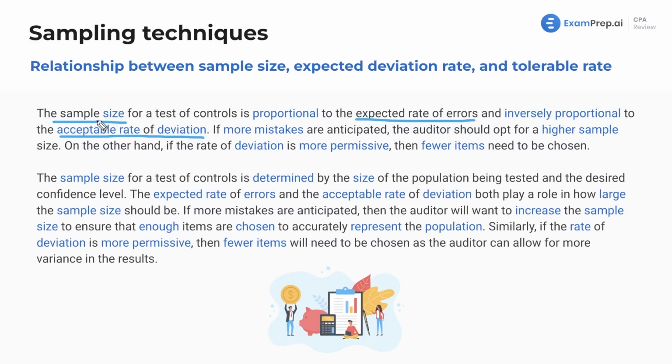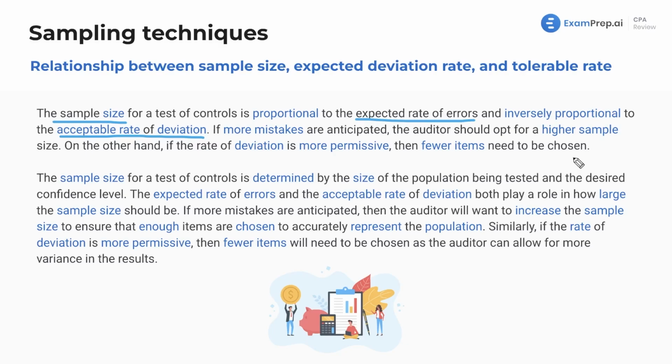Just understanding these relationships, it's similar to audit risk, where we've got those different risks and how they go up and down, and how the acceptable level of each risk is inversely proportional to the work you do, et cetera. If more mistakes are anticipated, the auditor should opt for a higher sample size. On the other hand, if the rate of deviation is more permissive, then fewer items need to be chosen.